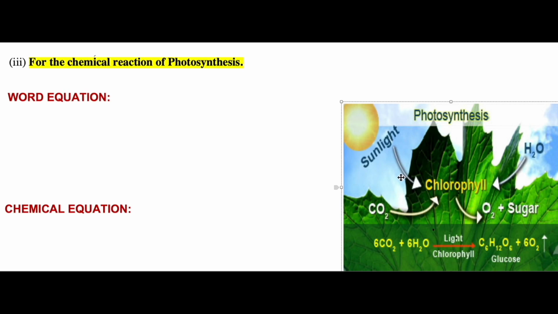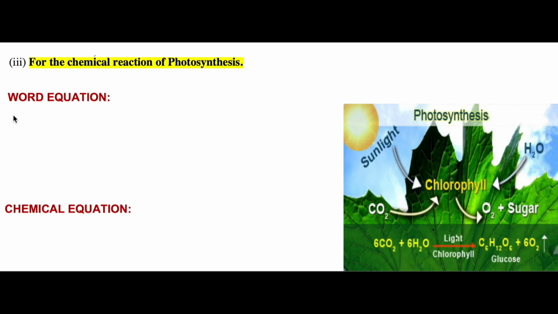Children, we know that green plants prepare their own food by the process of photosynthesis. For photosynthesis, the plant takes in carbon dioxide from air, water from the soil, and in the presence of sunlight and the green pigment called chlorophyll, it prepares its own food in the form of glucose and releases oxygen gas. So, let us write down the word equation and the chemical equation for the chemical reaction of photosynthesis.